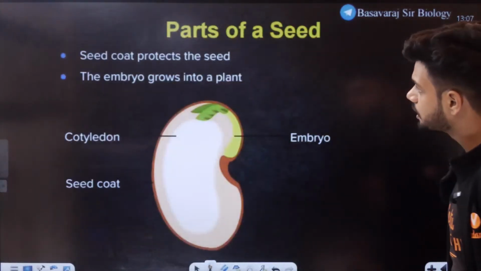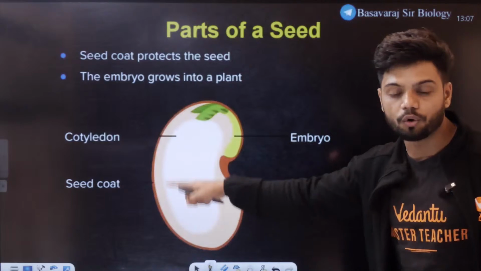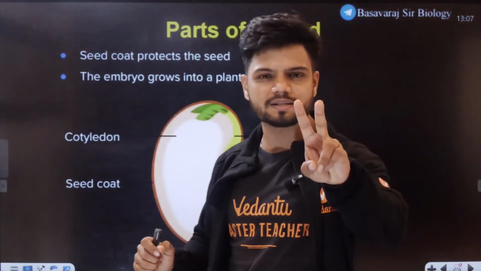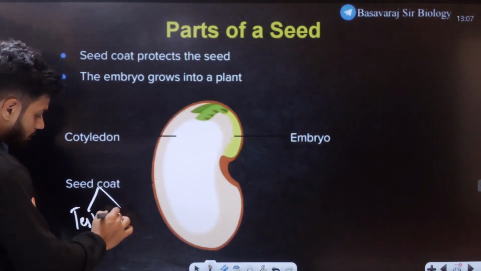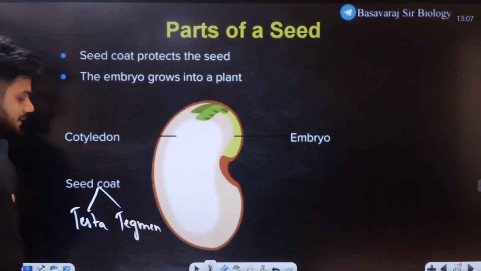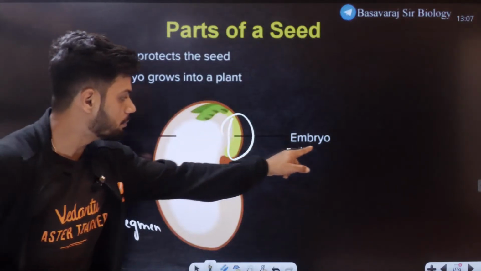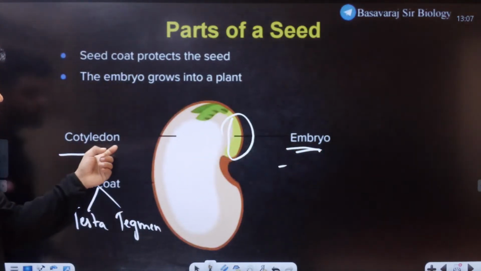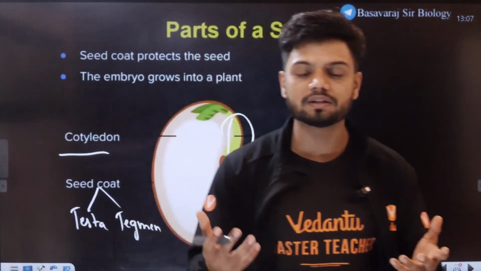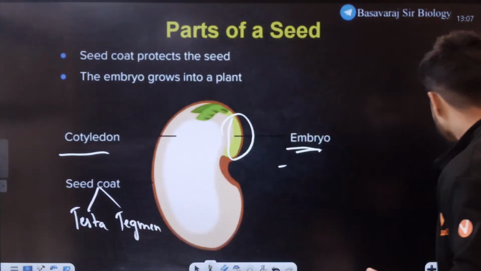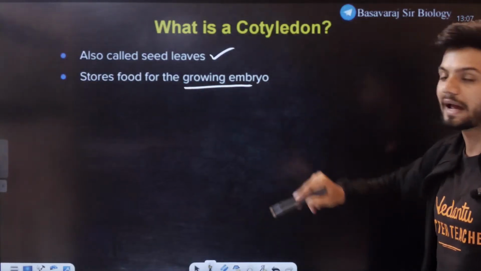Okay. Now, a seed will have something called a seed coat. And a seed coat actually has two parts. It has an outer part and an inner part. That is, testa is the outer part and tegmen is the inner part. Testa and tegmen, seed coat. Okay. And then there is the embryo here. Can you see? Embryo is also present here. And there is cotyledon here. Now, some of you do not know what the cotyledon is. Let me tell you. Cotyledon is actually the storage unit here. Also called seed leaves, it stores food for the growing embryo.